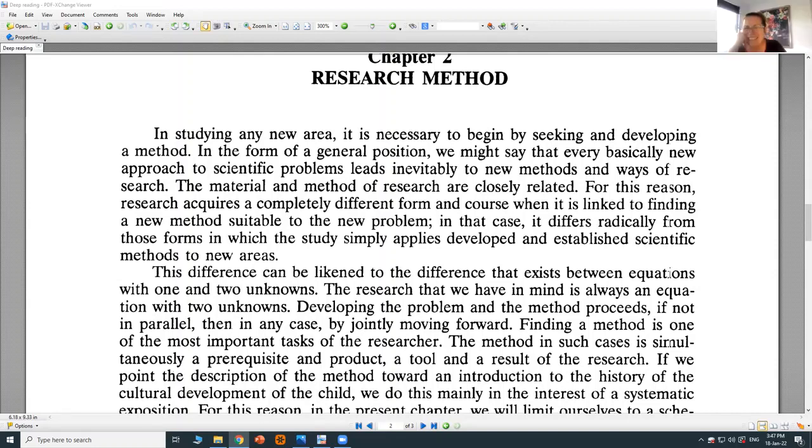Okay. Of course, when we study the stars, we are using a telescope. When we are studying the microbes, we are using the microscope. So, is this what he means here? Oh, the tools you mean?